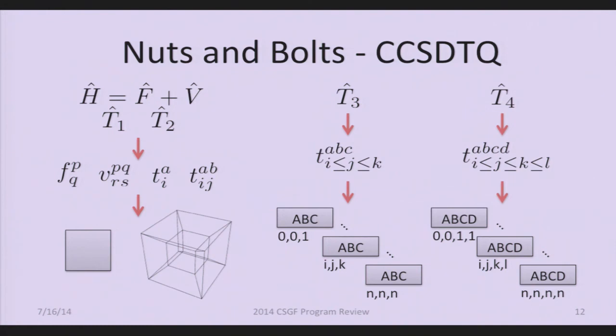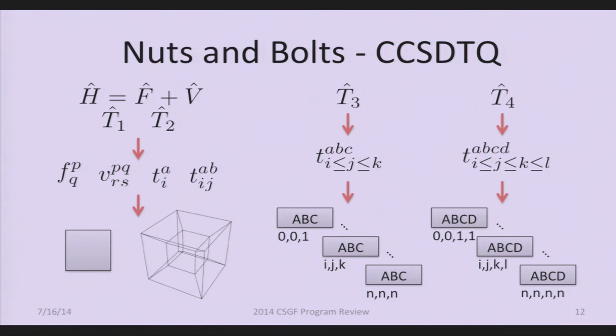Now for T3 and T4, we actually get a very special structure. We get symmetry among the orbitals. So if we move orbitals around a certain way, the answer stays the same. So we have to take advantage of this. For example, here, we store only i less than or equal to j, less than or equal to k. It gives us roughly a factor of 6 savings. So that's pretty significant. If you go to T4 now, it's roughly a factor of 24 savings. So that's critical.